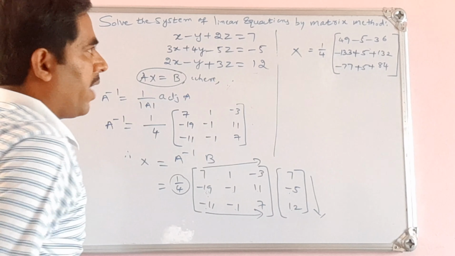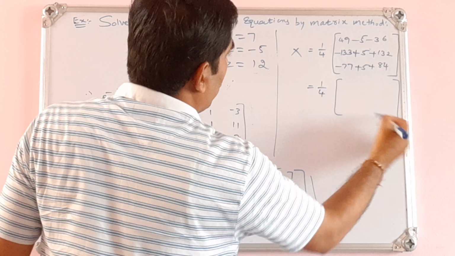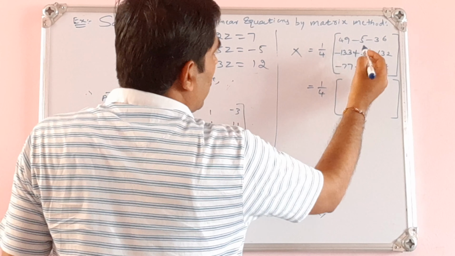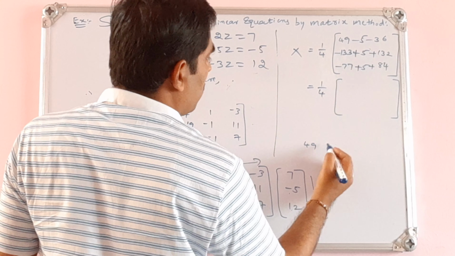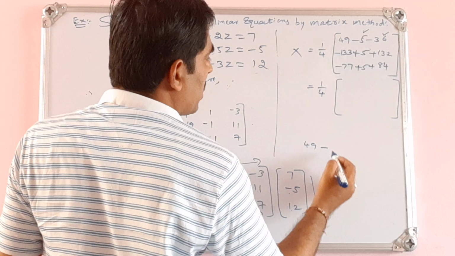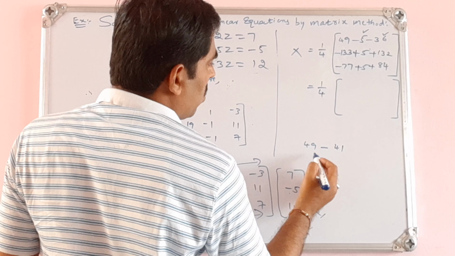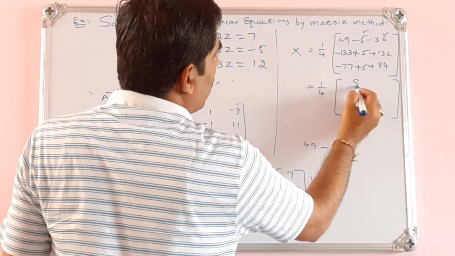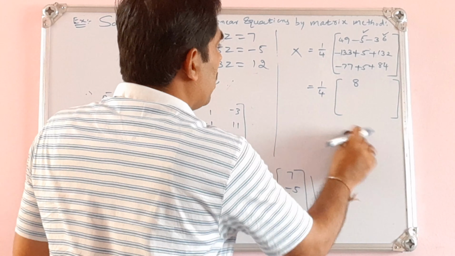So on the left hand side we have x. So that is 1 by 4 into, so let us simplify that. See, 49, okay, write it here. 49 minus, so minus 5 minus 36, that will be minus 41. So 49 minus 41, that will be what? It will be 8. So you can subtract this 41 from 49, you get 8.